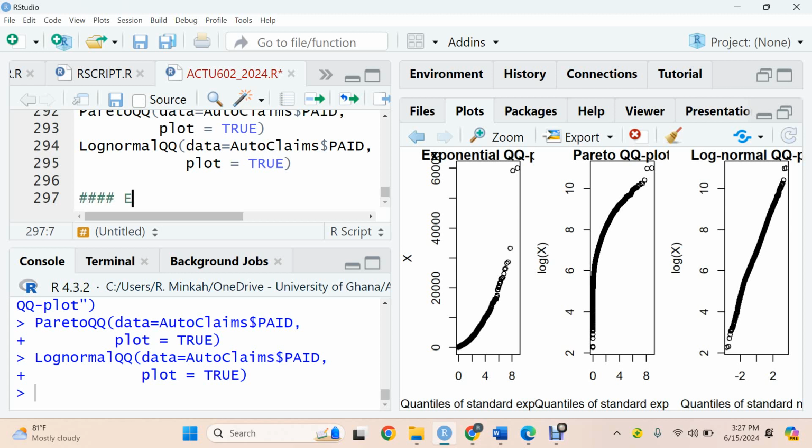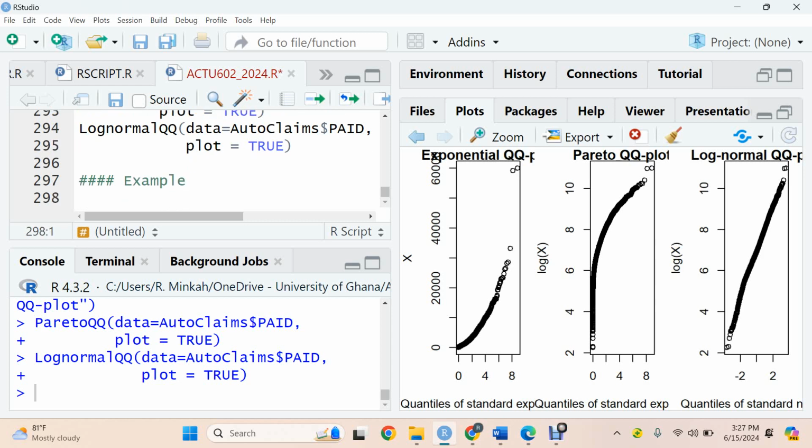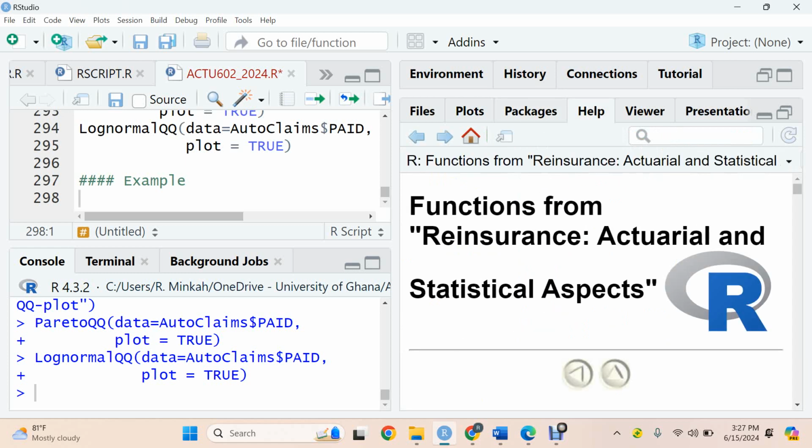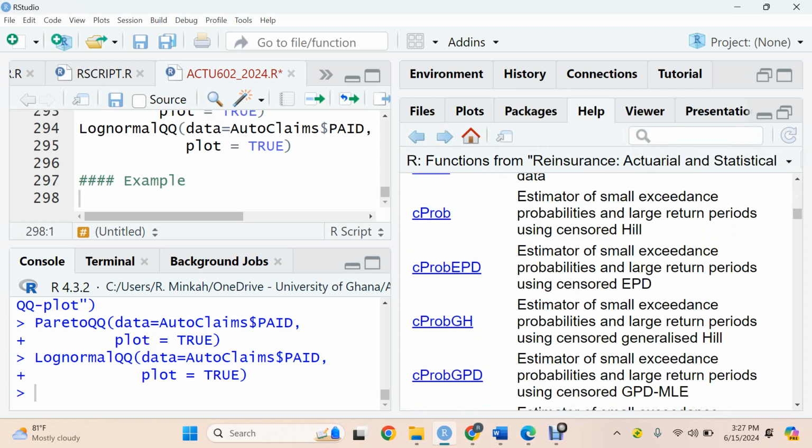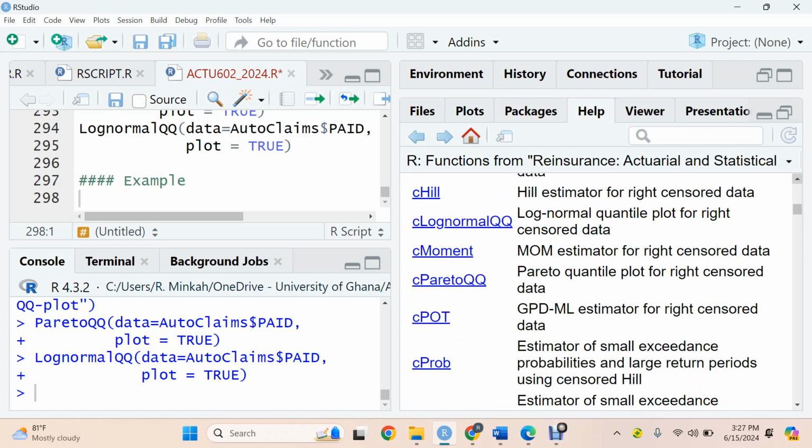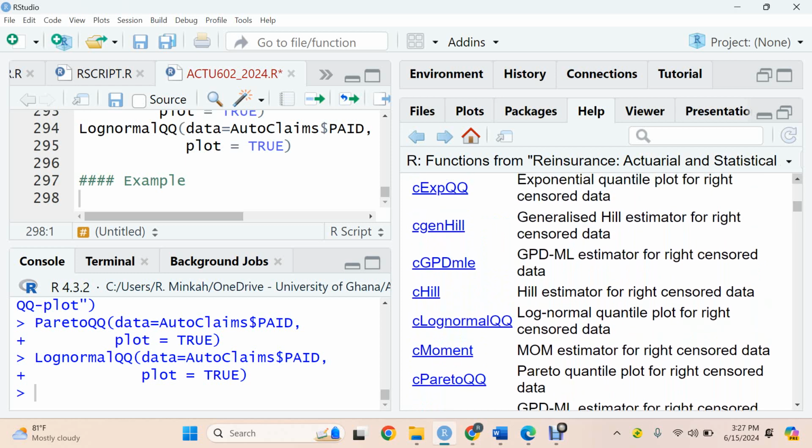So another example. Let me go to the package insurance, not reinsurance, so let me see if I can get one more distribution. There is log normal. Okay, so are you doing survival analysis too?